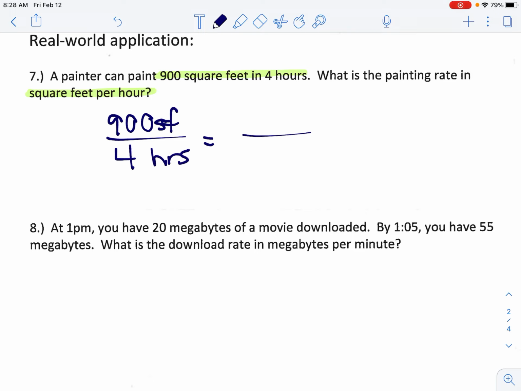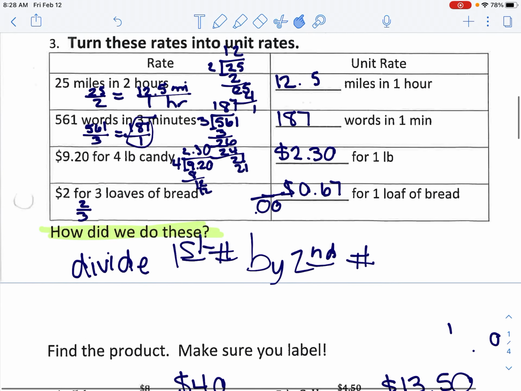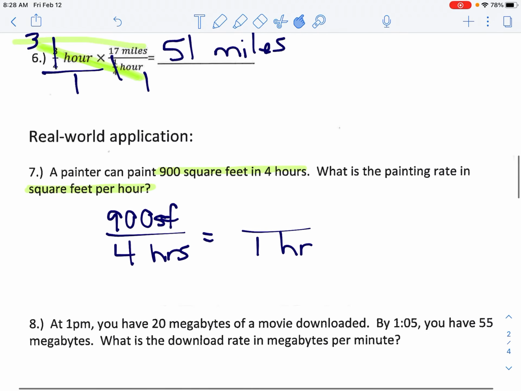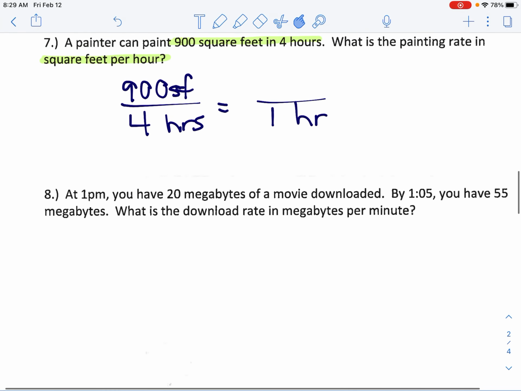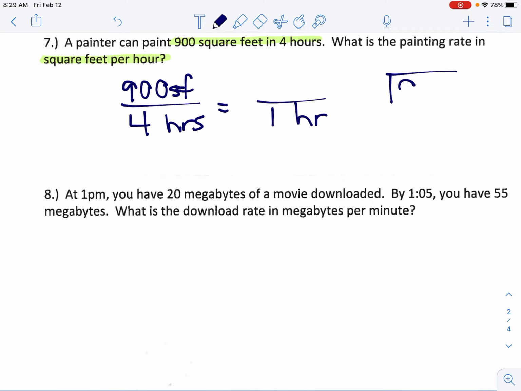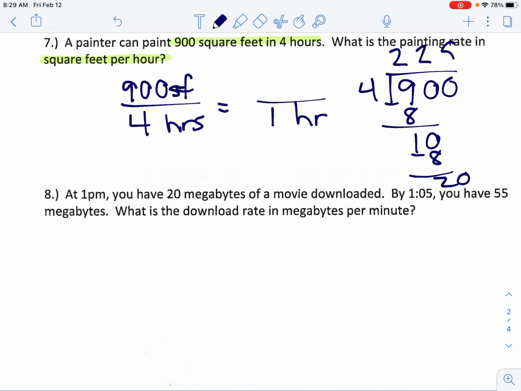And I'm trying to figure out how much he's painting in 1 hour. Per hour would be per 1 hour. Oh, so this goes back to what we were doing at the bottom of the first page. Remember all of those? When we did numerator divided by denominator. So we're going to do the same thing here. So I'm going to slide over here and do 900 divided by 4. So that would be 225. If the painter can paint 900 square feet in 4 hours, that means he could also paint 225 square feet in 1 hour.